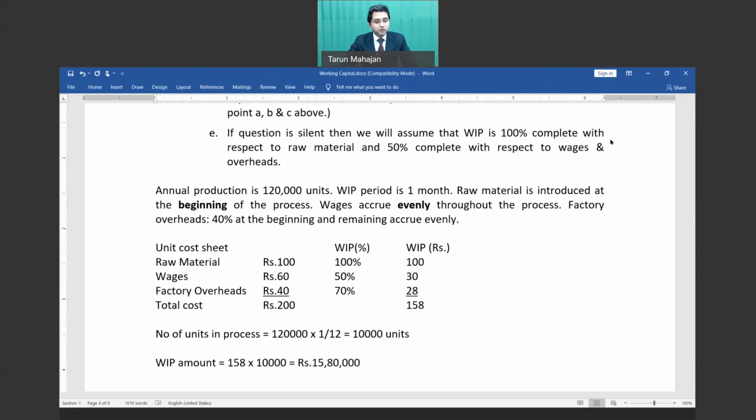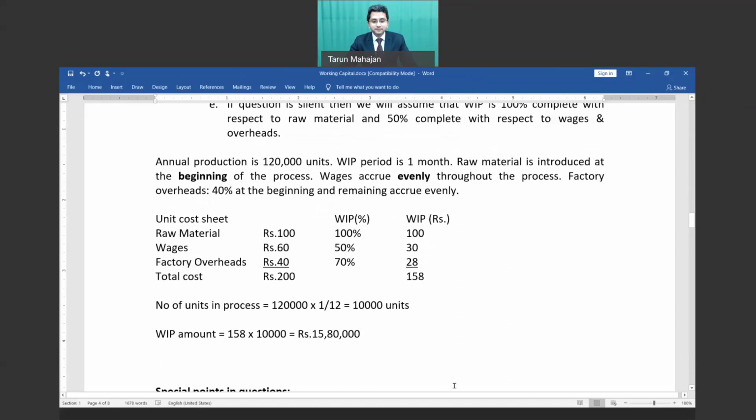Okay, there is a doubt. Can you repeat how 28 came? Yes, it is 40 and it is 70% complete. So 40 into 70% gives you 28 rupees. This is how you actually calculate WIP. So this is one of the most complicated calculations in working capital management.